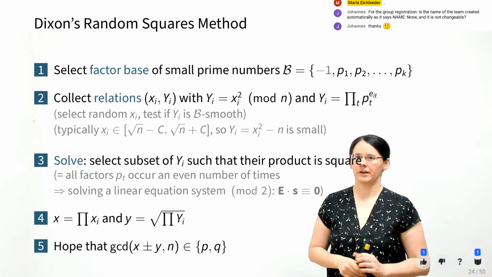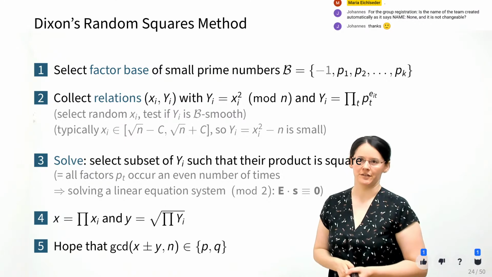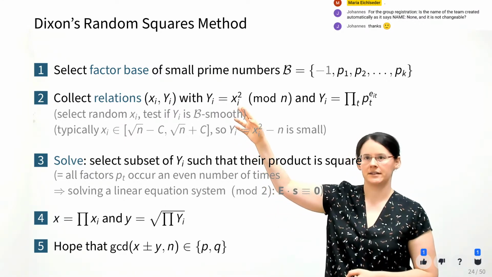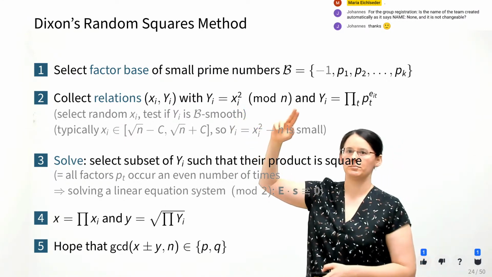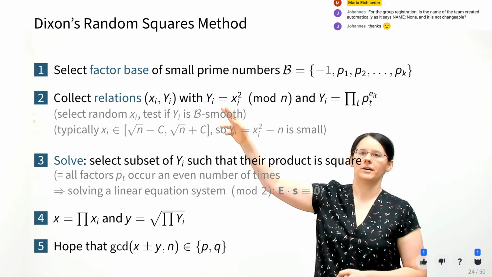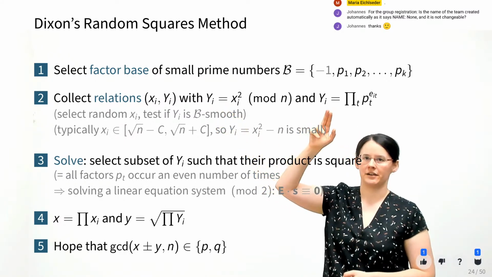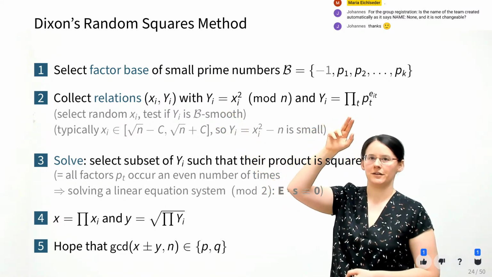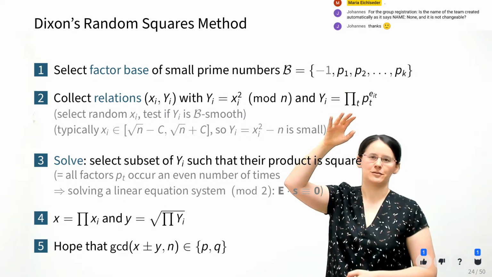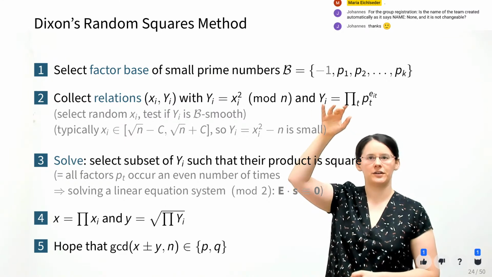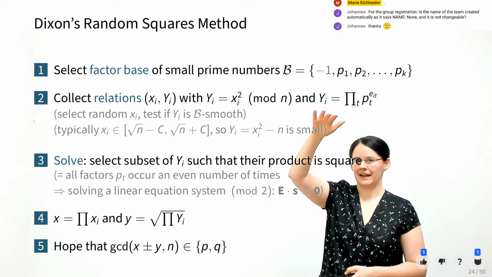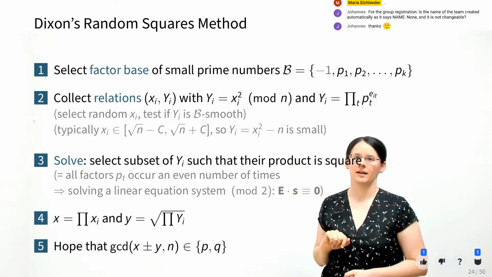And then we collect many of the relations I mentioned previously. We're going to generate many random values x, square them, and reduce modulo n, and then check what is the prime factorization of the resulting value y. Specifically, is it smooth with respect to this factor base? If it's not smooth, so if we can't factor it using only these prime numbers, we throw x and y away. If we can factor it, we keep it.